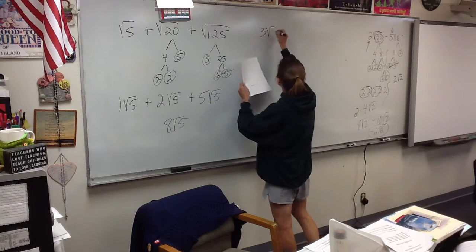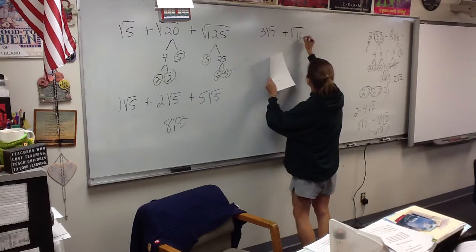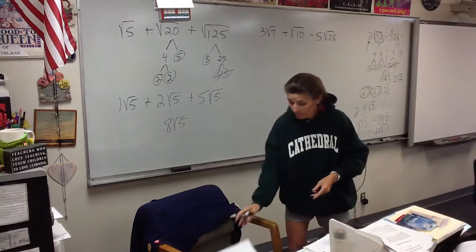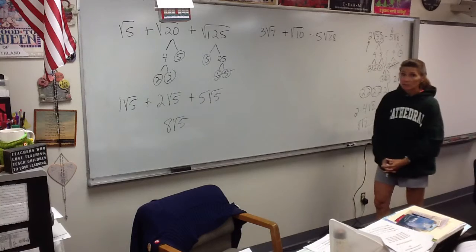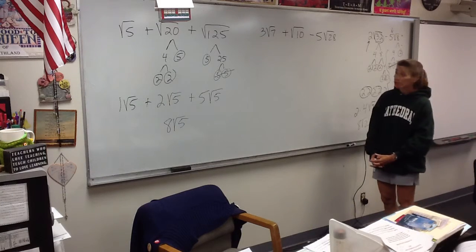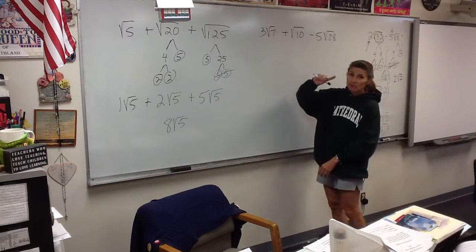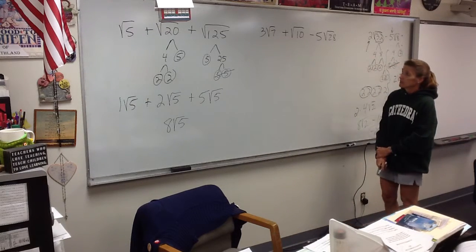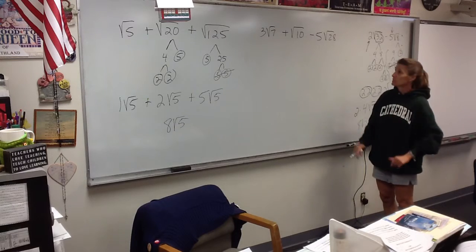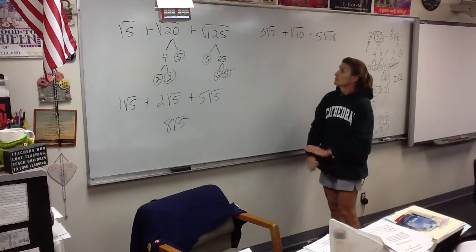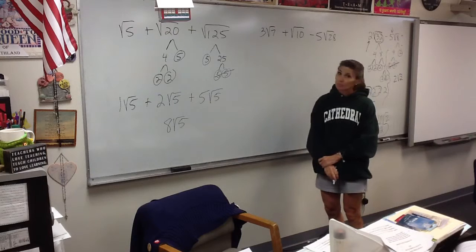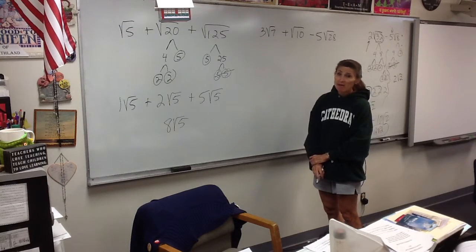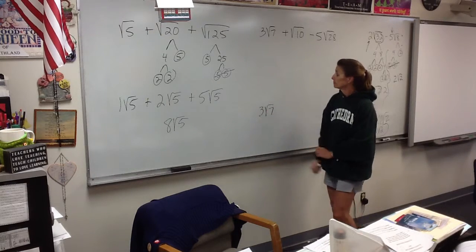Let's take a look at this one. At first glance, we're not going to be doing any adding or subtracting because our radicands don't match. We have a 7, a 10, and a 28. So we need to simplify anything that will simplify. How about this one? Does that simplify? No. 7 doesn't break down. So that's just going to stay 3 root 7.